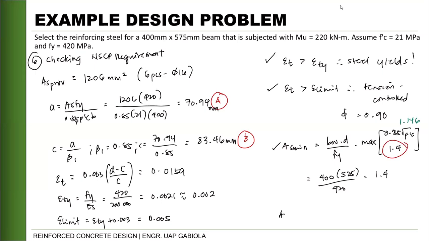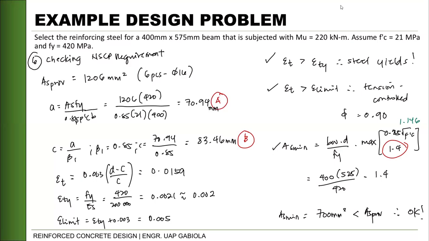So, yung As min natin is equals to 400 times 525 all over 420 times 1.4. So that is 700 mm squared, which is less than, rather, dun sa ating As provided. Therefore, okay. So, ibig sabihin yung requirement for As minimum is satisfied already. Okay? So, kung yan na yung case, okay na yung NSCP checking requirement natin.